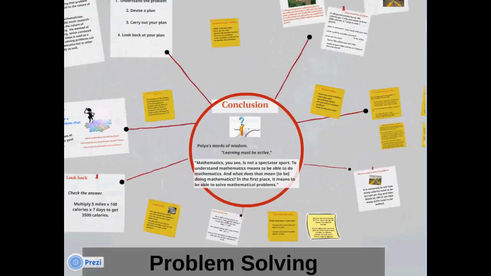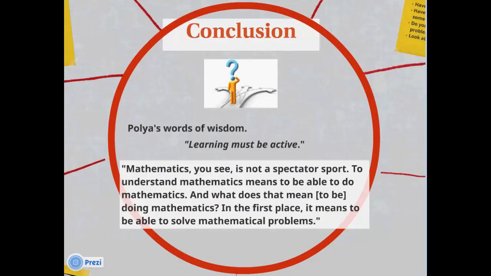So I just want to leave you with some words of wisdom from Polya. Learning must be active. Mathematics, you see, is not a spectator sport. To understand mathematics means to be able to do mathematics. And what does that mean, to be able to do mathematics? Well, in the first place, it means to be able to solve mathematical problems.